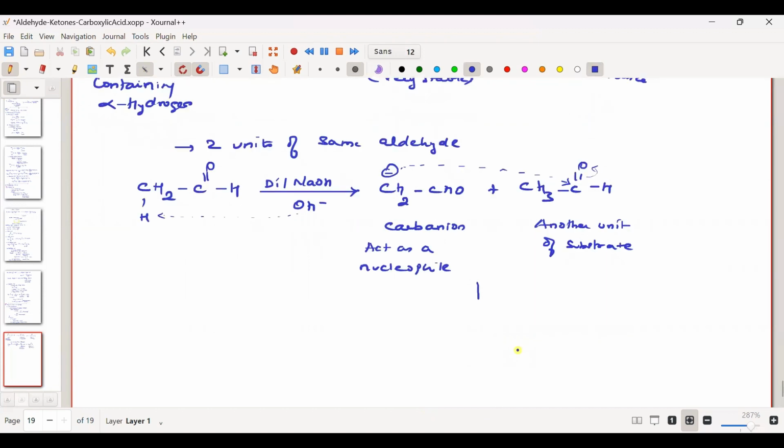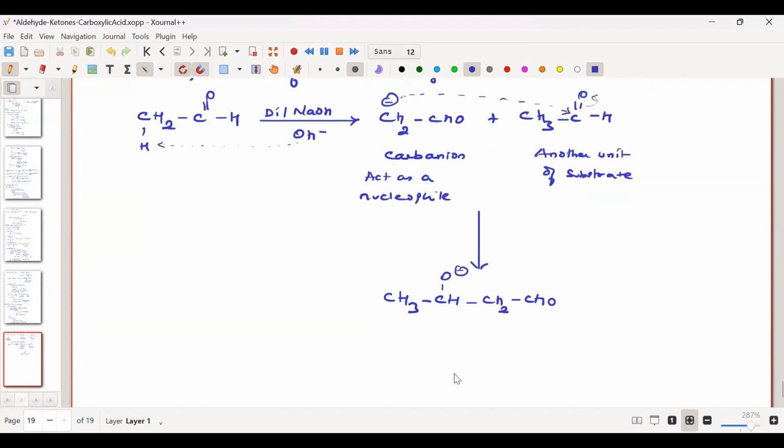Are you getting it? Yes. Now I'm going to have a single product. So look at this and tell me if you're understanding. CH3, C, H, O, negative. The CH2CHO of the aldehyde, on its carbon, has come and attached to this carbon. Is this clear? Yes. Okay.